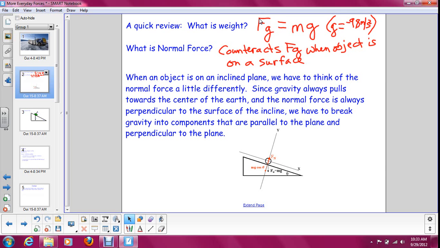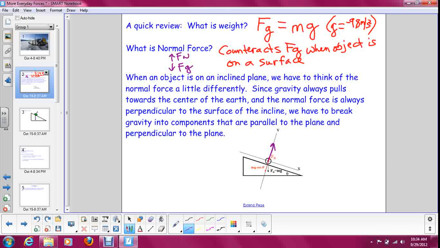So when an object is on an inclined plane, we have to think of the normal force a little bit differently. Because before, we would have the force of gravity pointing down and the normal force pointing up to counteract that. But on an inclined plane, things get a little funky. Gravity, remember, always pulls down toward the center of the Earth, right here. But the normal force is always perpendicular to the plane. And perpendicular means it forms a 90-degree angle with whatever surface it's sitting on.